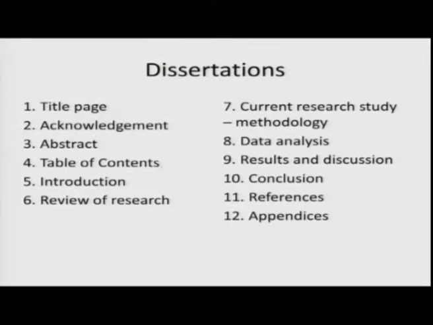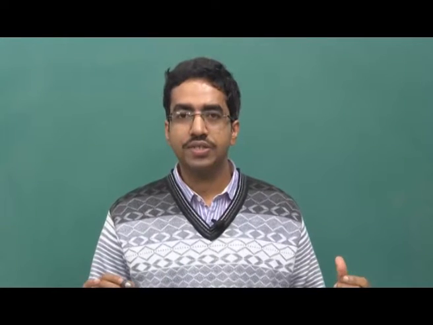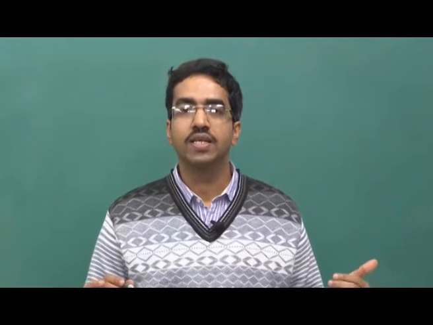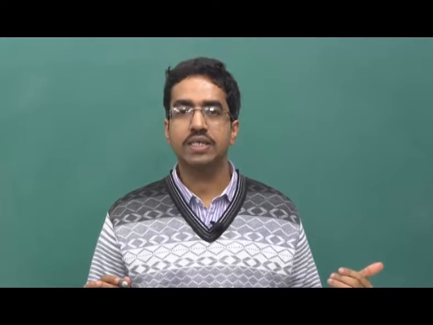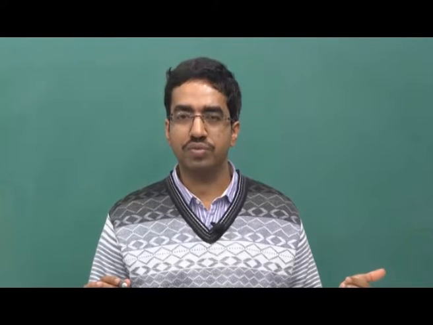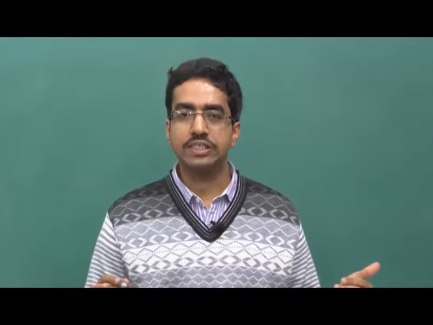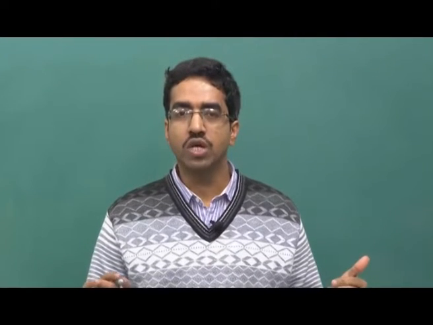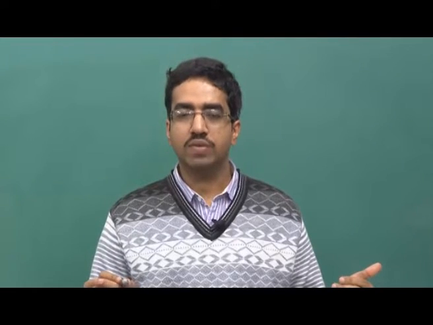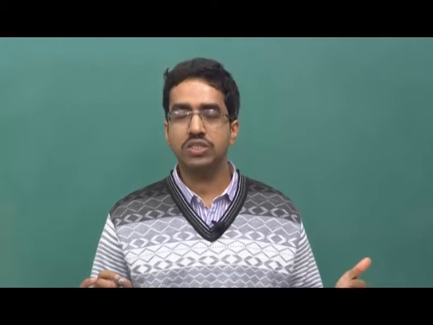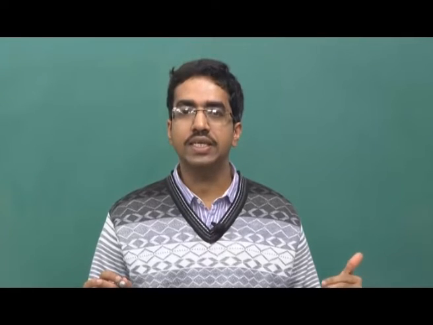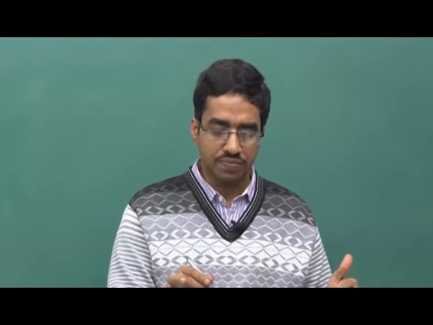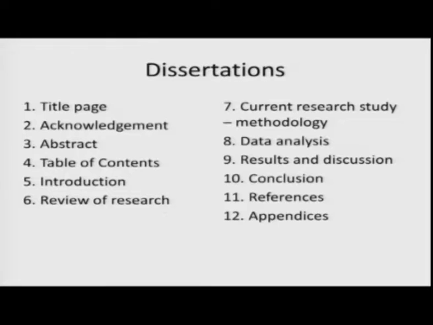Then you have table of contents. Note here that a dissertation is expected to be fairly long, something like at least 250 pages, having many chapters, subsections and so on. So, you need to have a table of contents indicating all these chapters, sections, subsections and the page numbers. And then you move into what we call the main body, which includes introduction, review, methodology, data analysis, results and conclusion.